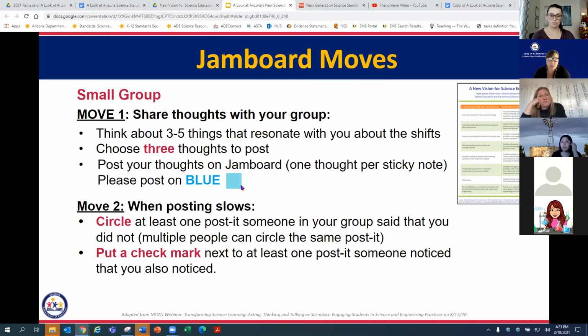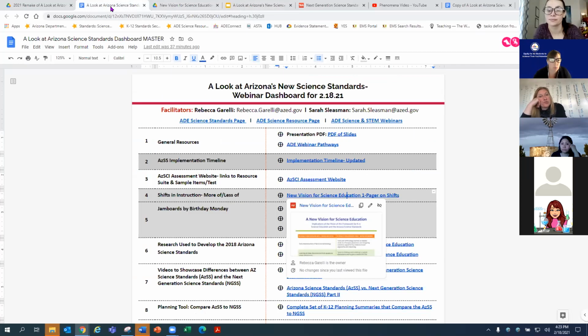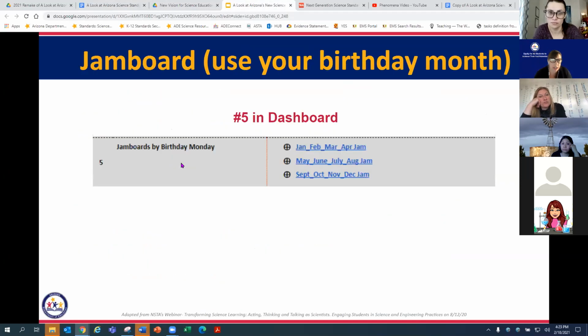But once it slows down, you're going to circle ones that are new, like, oh, I didn't think about that, a new idea. And if you see a post-it that was very similar to yours, put a check mark on it, like, yep, I agree with you there. And this is just a collaborative way, and we can use this with students when we're engaging in collaborative spaces digitally.